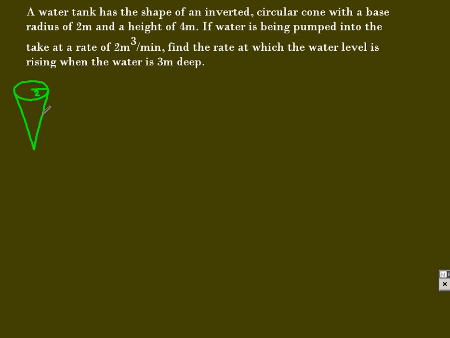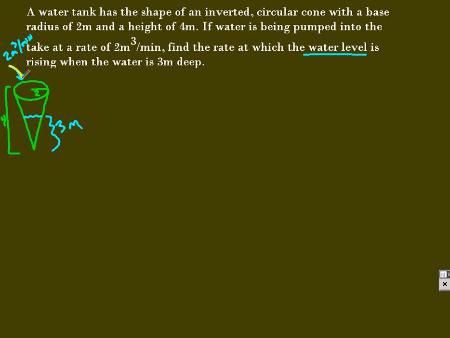Radius is 2, and the height of the entire thing is 4. So radius of 2, height of 4. Water is going in at a rate of 2 meters cubed per minute. And we want to know how the water level is. So the water's right here, and we're saying the water level in this problem is 3 meters deep. They want to know at what rate.